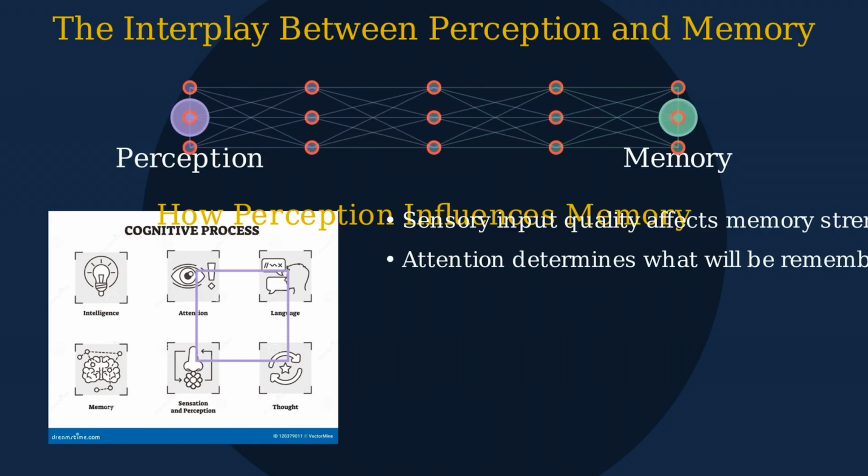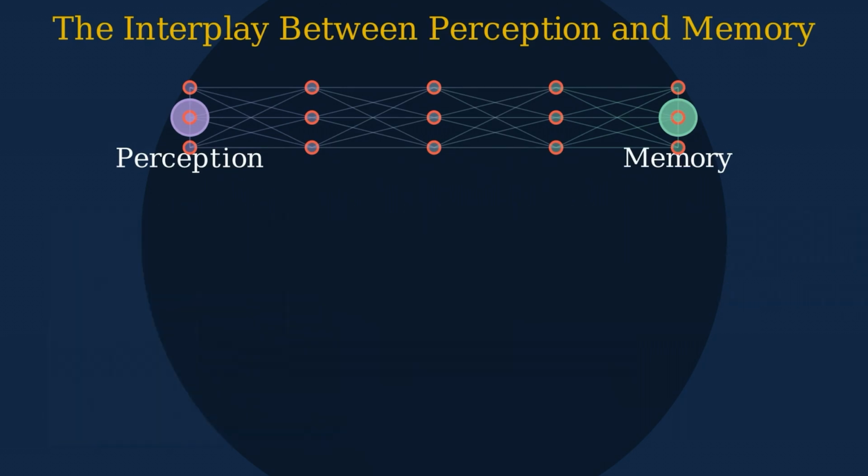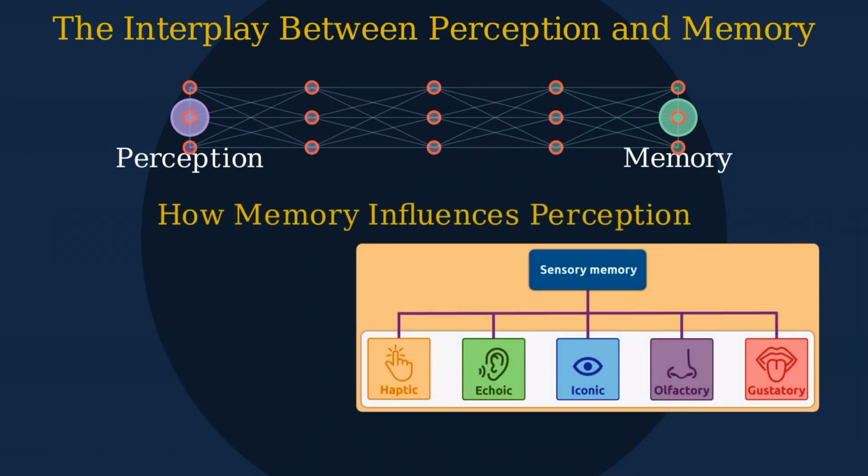What we pay attention to determines what will be remembered. When we find meaning in what we perceive, our brains are more likely to encode that information into lasting memories. Equally important is how our memories shape what and how we perceive the world around us.